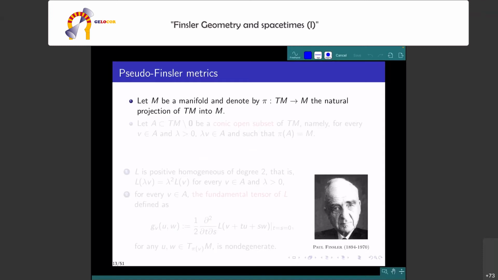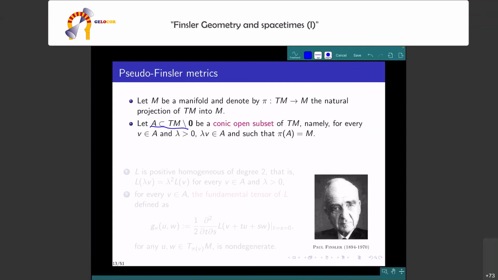Okay, we have defined all the concepts at the vector space level. Now we can go to a manifold. M is a manifold. Pi denotes the natural projection from the tangent bundle TM to M. We will consider a conic open subset. A is a conic open subset. Now I'm going to consider that A does not intersect the zero section. Okay, and it is conic, the same definition of conic.